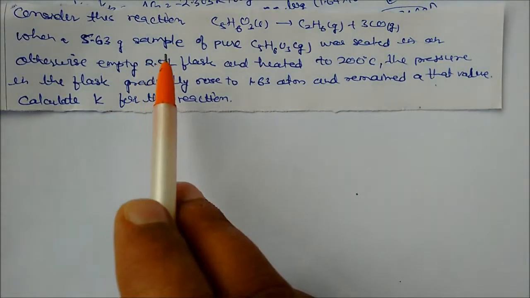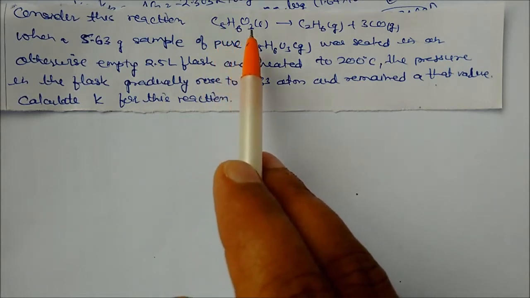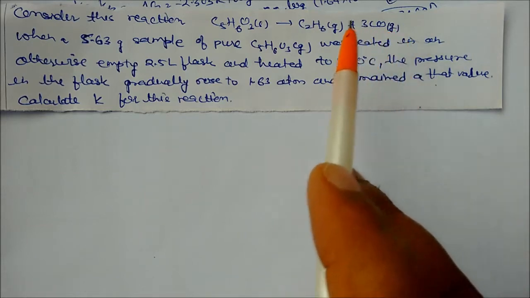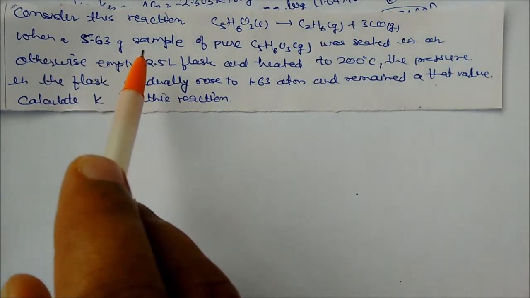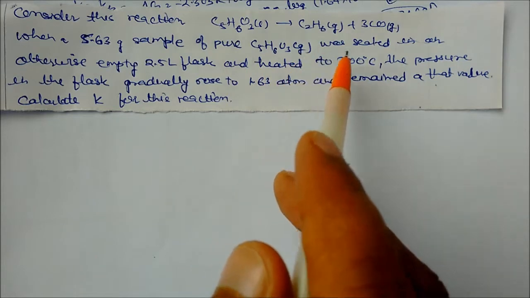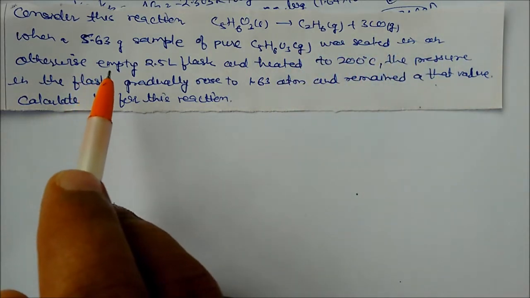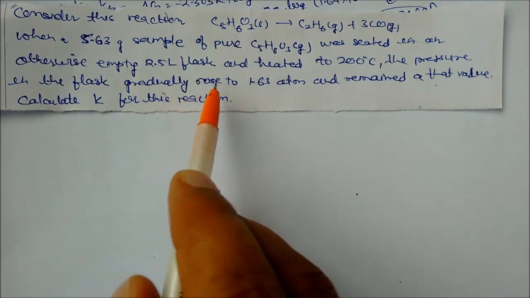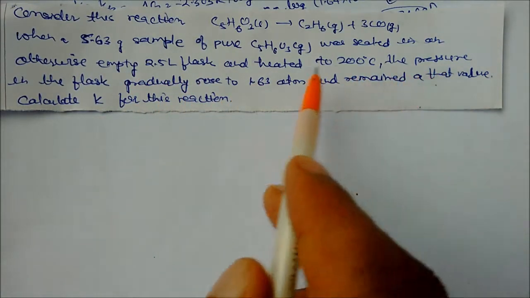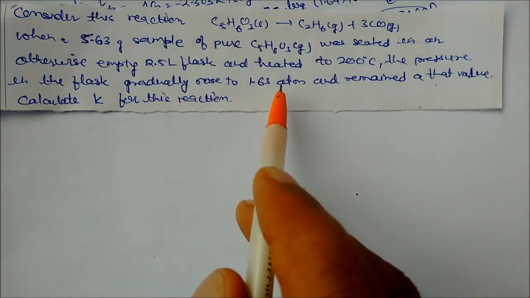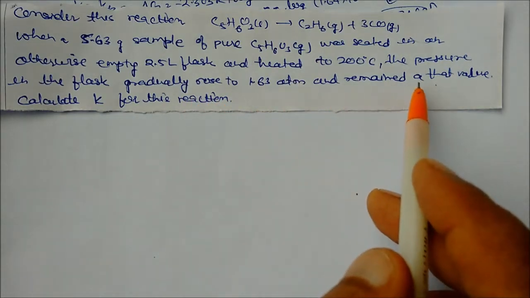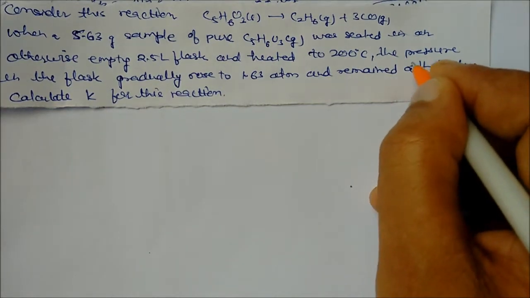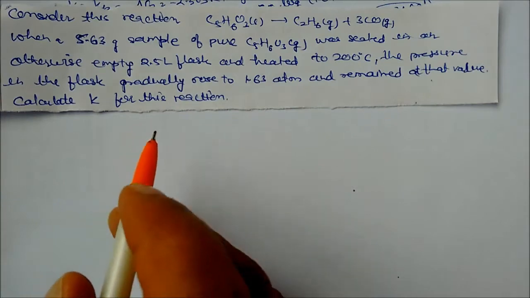Next, consider this reaction: C5H6O3 gives C2H6 plus 3 CO. When a 5.63 gram sample of pure C5H6O3 was sealed in an otherwise empty 2.5 liter flask and heated to 200 centigrade, the pressure in the flask gradually rose to 1.63 atmospheres and remained at that value. Calculate K for this reaction.